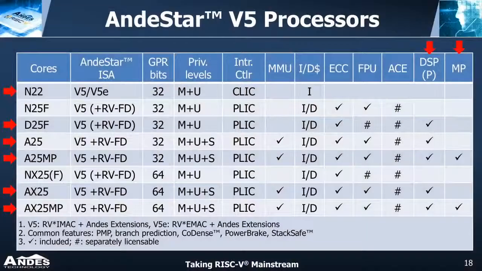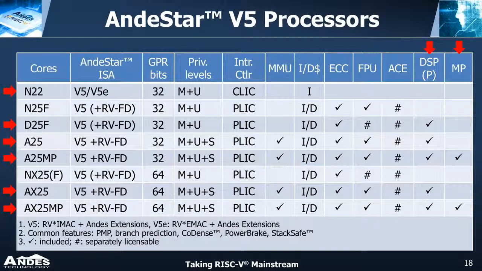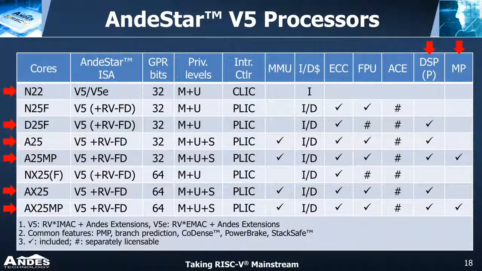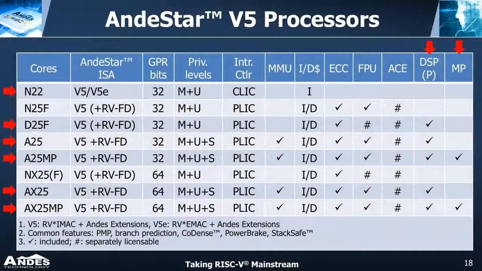I'm going to use this table to conclude the points I highlighted today. We announced 6 new products or upgrades this quarter: N22, D25F with DSP, A25 upgraded to come with DSP. For A25MP and AX25MP, 4-core multiprocessor products, they come with a MESI protocol cache-coherent unit. They also come with a DSP feature added. And that's most of the content I covered.